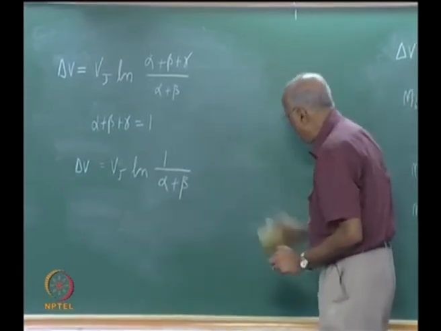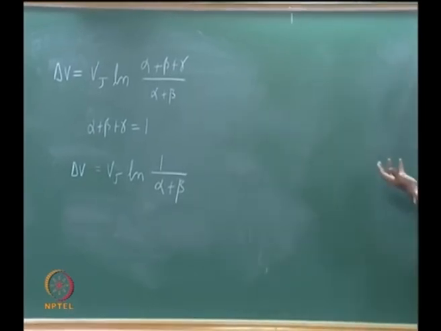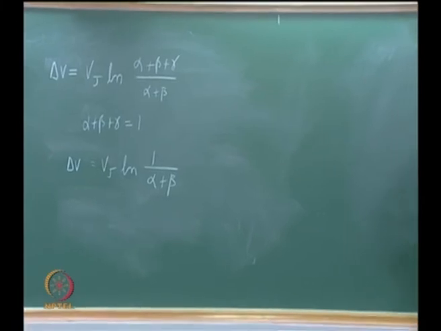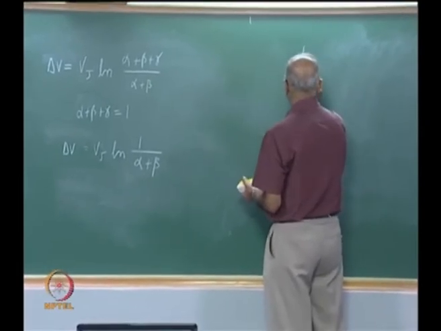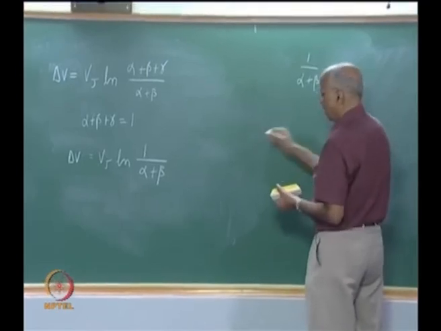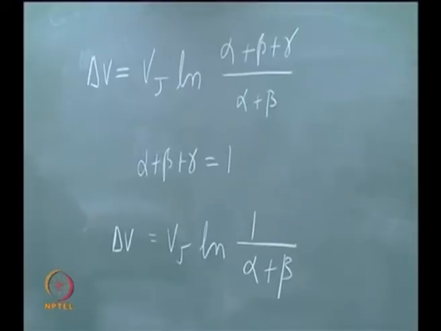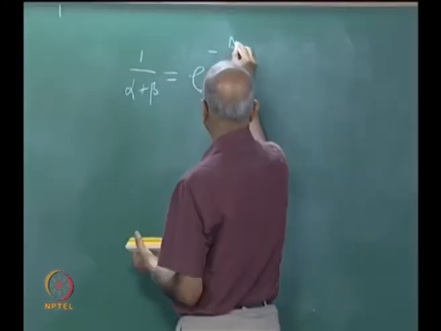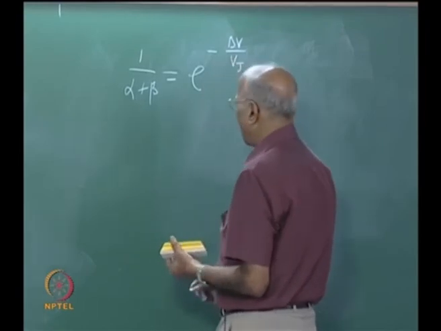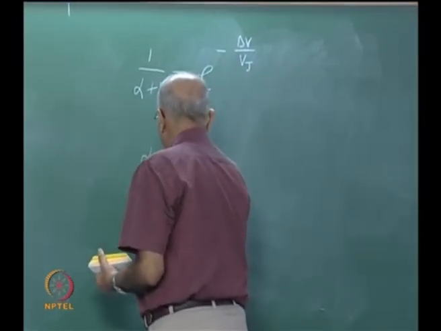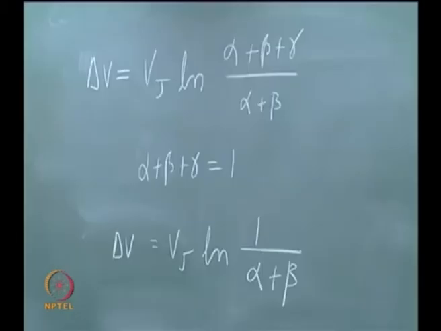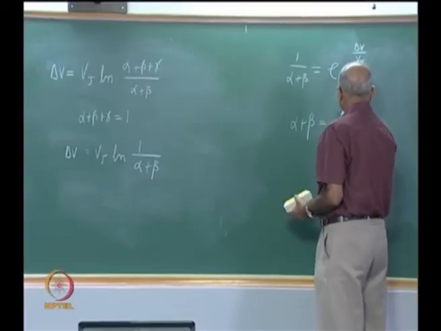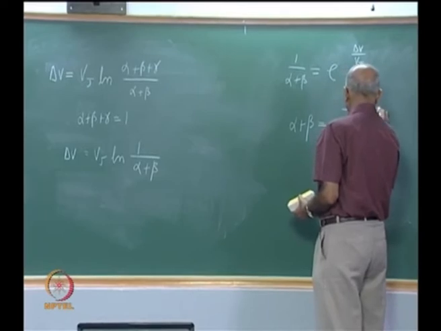Now, what do we want to do in a rocket? We want to have as much payload as possible. Maybe we would like the useful mass to be high. Let us say, what is the fraction of the useful mass I get? Therefore, from this expression, I take the exponential on both sides, the ln term vanishes, and 1 over alpha plus beta is equal to e to the power delta V by Vj. Therefore, alpha plus beta is equal to e to the power minus delta V by Vj.